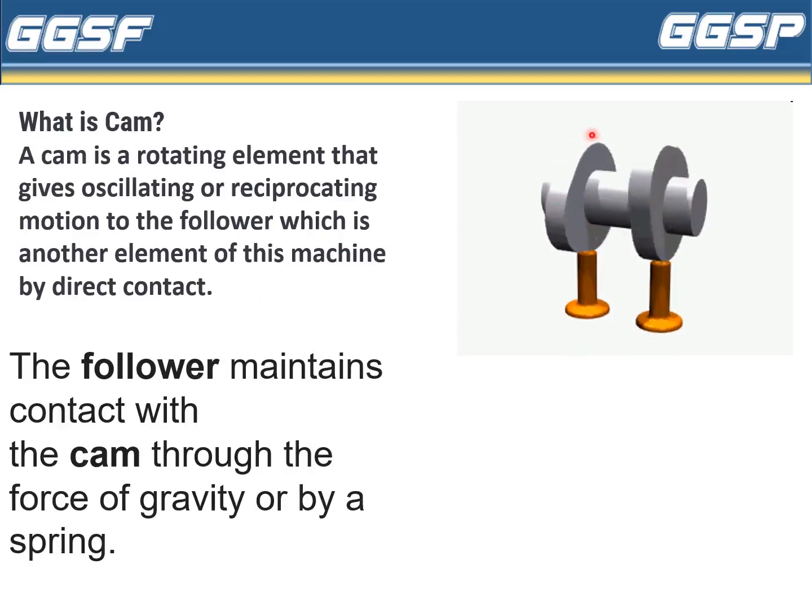Now if you observe, the cam is rotating, and as soon as the cam rotates, because of the shape of the cam, it gives reciprocating motion to this follower. So this is a follower having reciprocating motion.